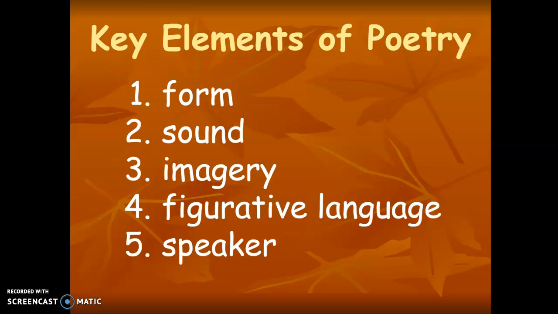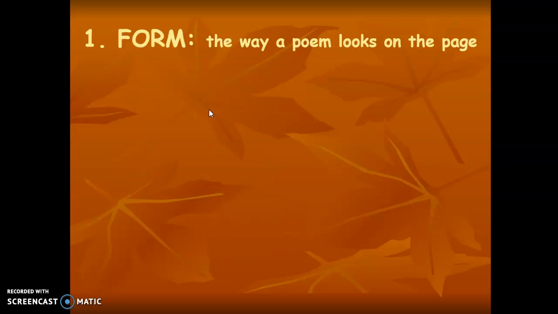So we are going through 5 elements of poetry to analyze a poem and really help us get to know its meaning a little bit better. And there are 5. We're going to start with form today. So there's no trick to these names. Form is exactly what it means. The form of something is the way something is shaped.